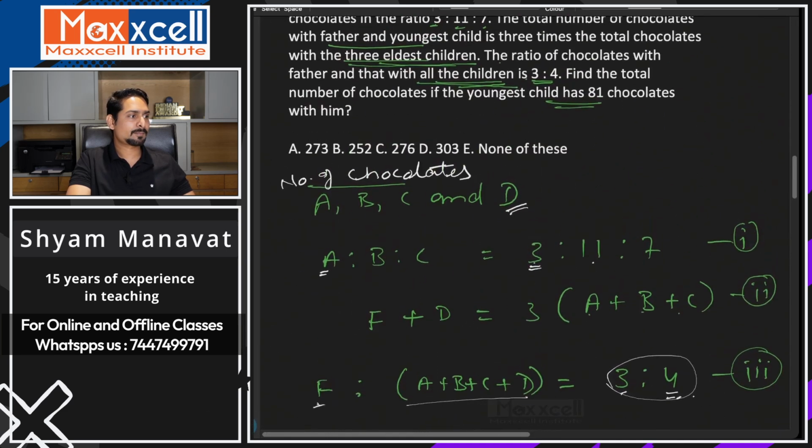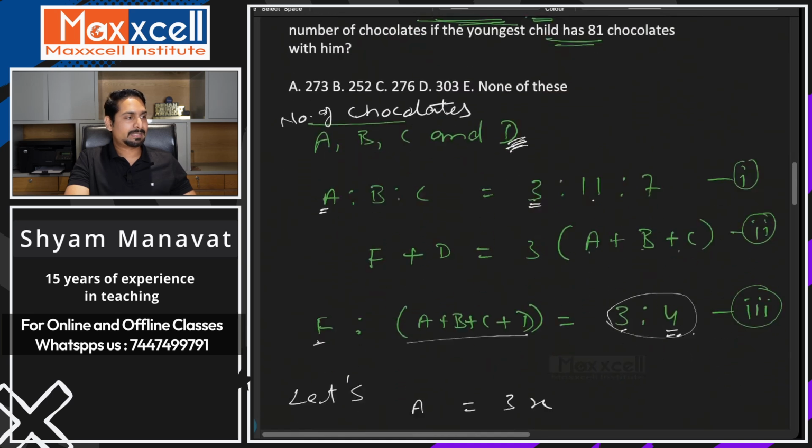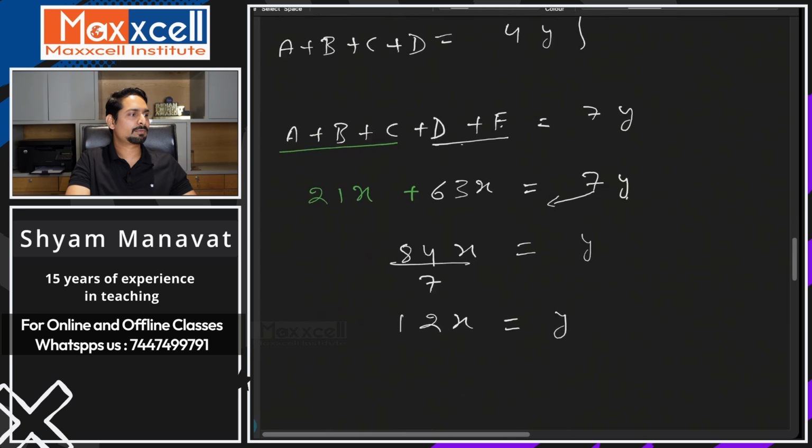Let's come back to the question. The question said the youngest child, that means D, remember D got 81 chocolates. Alright, we are going to get the answer now.